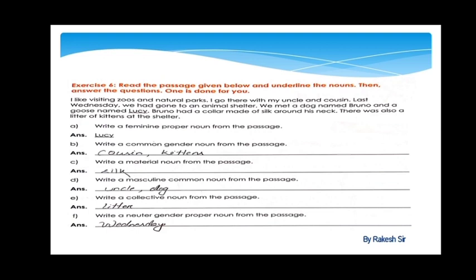Now come to the exercise. The first one is already given: write a feminine proper noun. Feminine refers to female, and proper means particular. Here the goose is named Lucy, so the answer is Lucy. Write a common gender noun. Common means male or female. So the answer is either cousin or kittens. If you write cousin it is correct, and if you write kittens that is also correct.